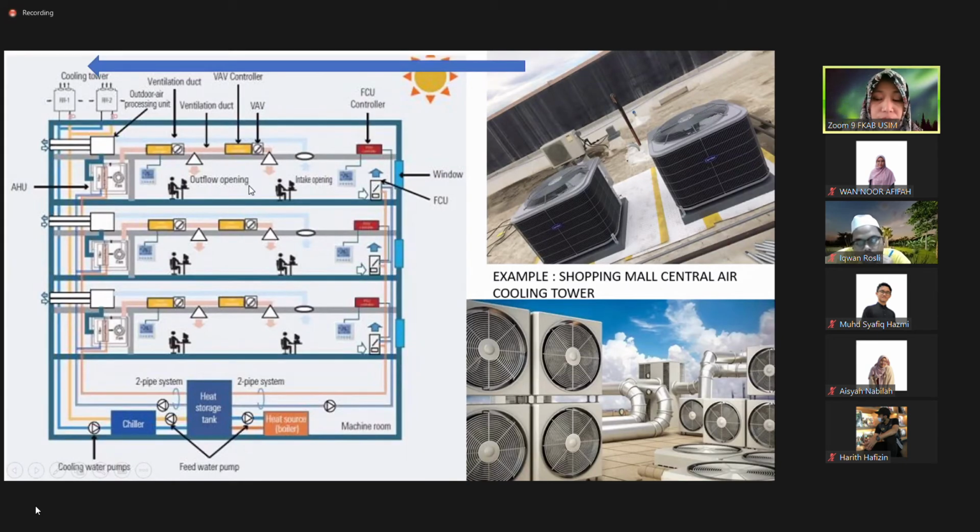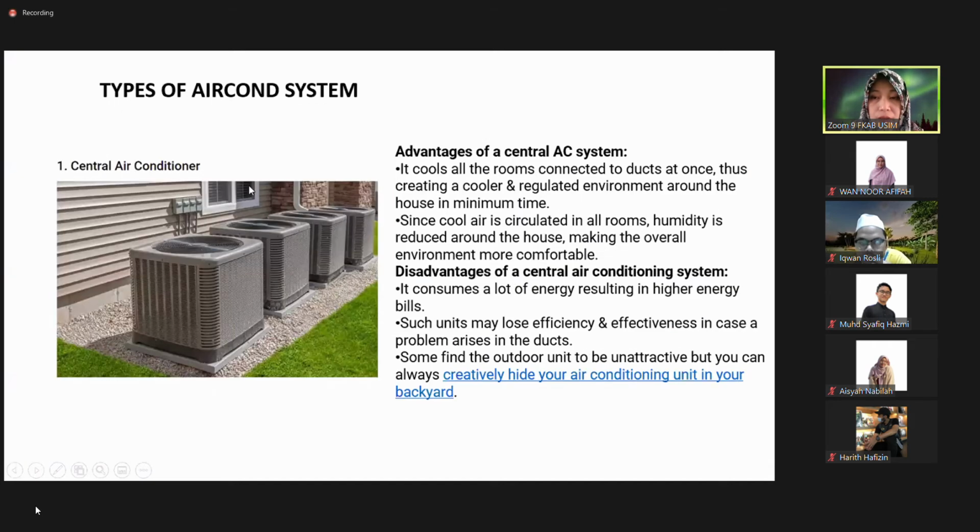Betul. So dia kata kat sini, since cool air is circulated in all rooms, humidity is reduced around the house, making this house or building, making the overall environment more comfortable. Ni advantage dia lah. The disadvantage of central aircon apa? Consume a lot of energy.